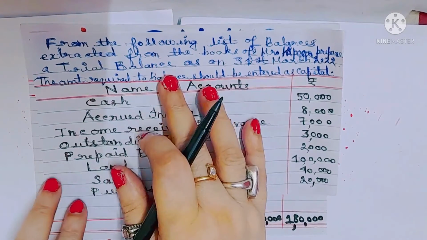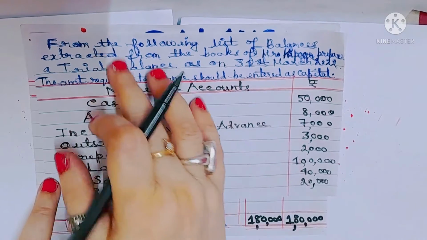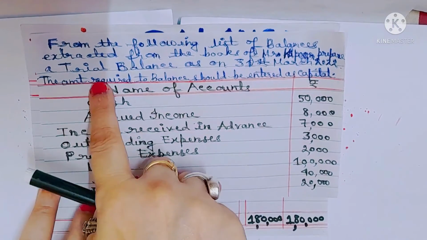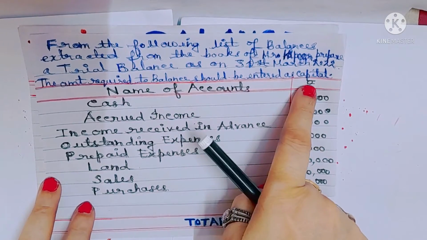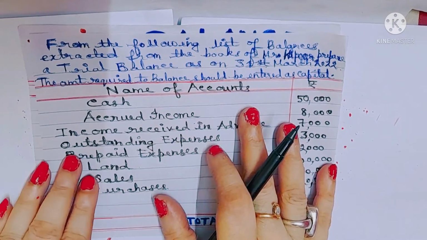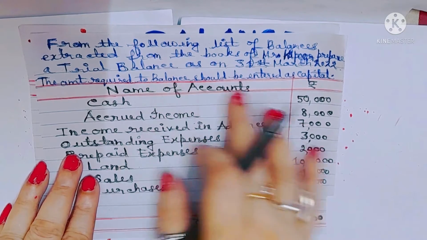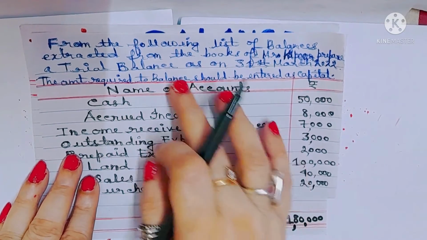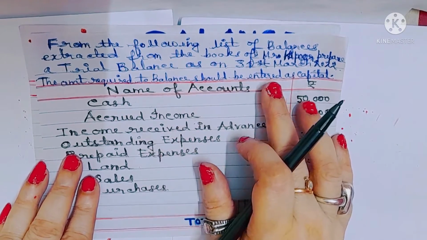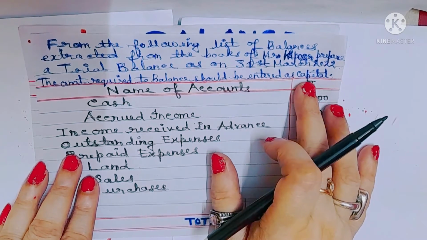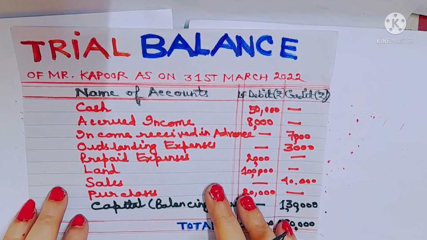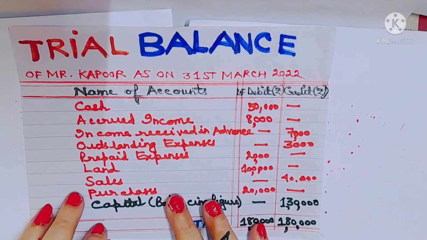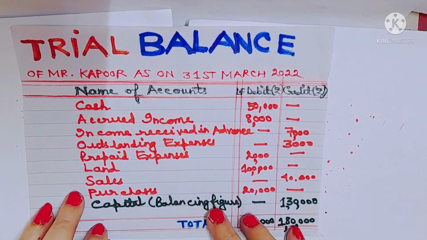what was told to us in the problem? In the problem it was said that the amount required to balance should be entered as capital. That means this trial balance will not balance, will not tally. Whatever the balancing figure is should be entered or treated as capital. Okay? So the balancing figure will be capital. Let's do it. In our problem it is already said that the balancing figure will be treated as capital.